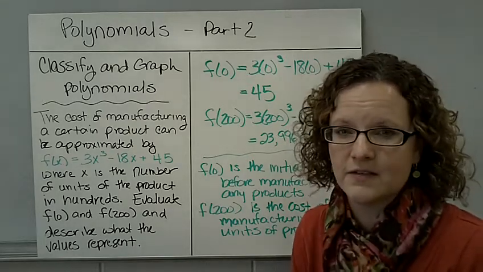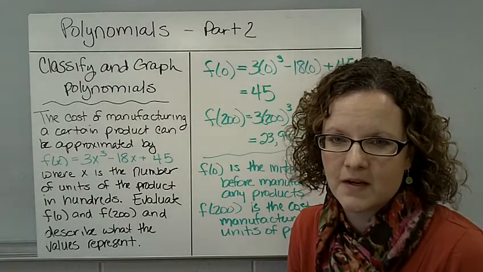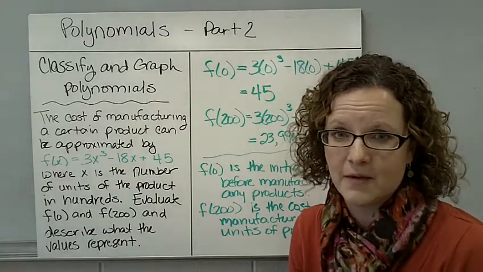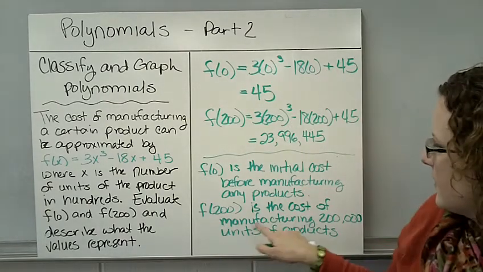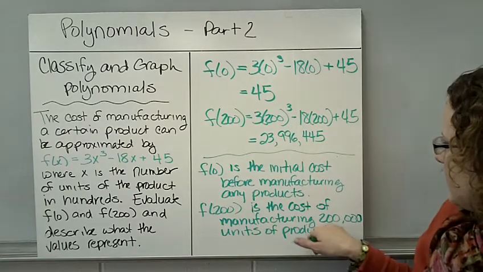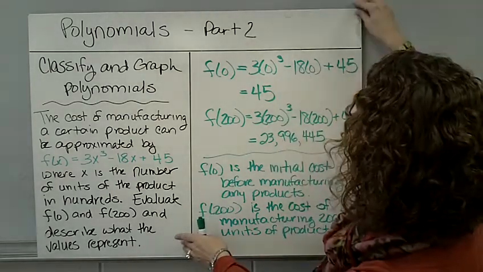So that's the cost of manufacturing no products. So that would be your raw materials, the people working the manufacturing lines, etc. But that would be your cost without producing anything. Then f of 200, it's the cost of manufacturing 200,000 units of products. Let's try another one.